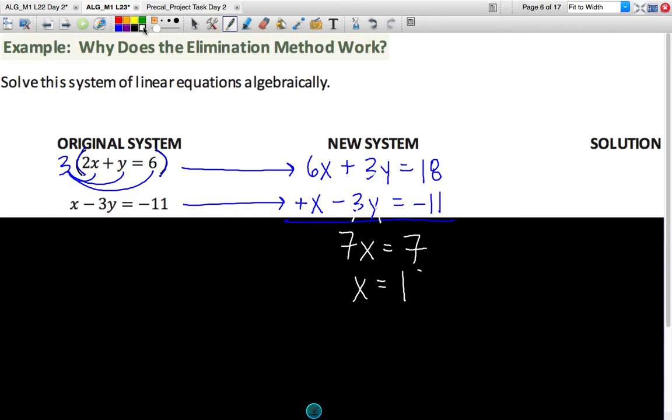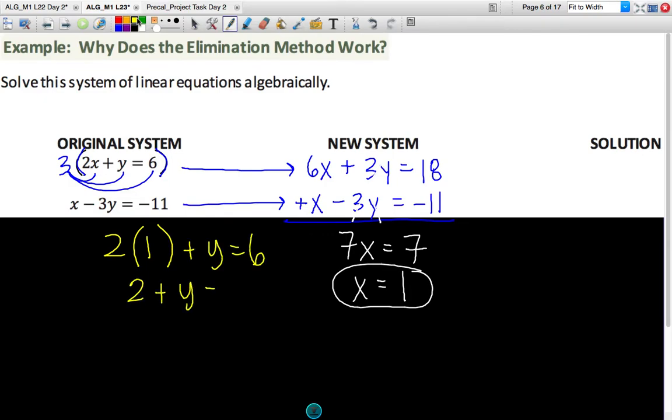Again, we're going to plug this value into either one of the original equations. So we're going to plug into the original one. I've got 2x, I just found x is 1, plus y equals 6. 2 plus y equals 6. Subtract 2 on both sides to solve for y. y equals 4. And my solution is still (1, 4).